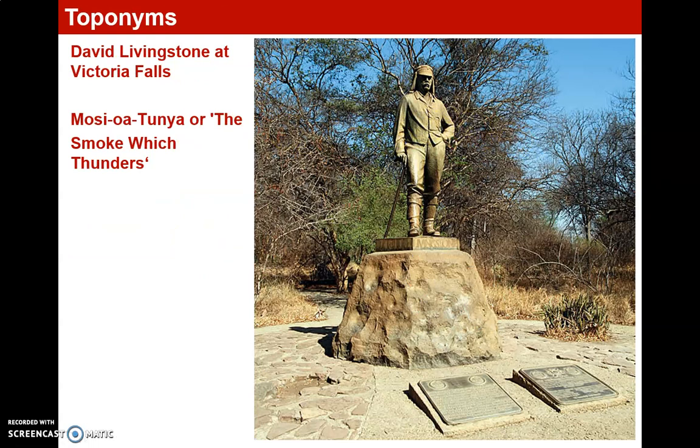So when you look at Victoria Falls, we'll know it's named for Queen Victoria because David Livingstone came here, saw it, and named it. But there's a lot of African names that are much more interesting, if you ask me, and much more descriptive. So what do the locals call it? That is the Victoria Falls. They call it Mosi-oa-Tunya, or the smoke which thunders.